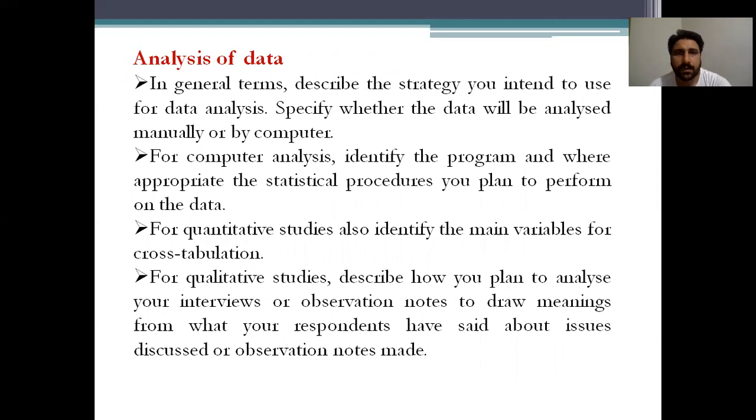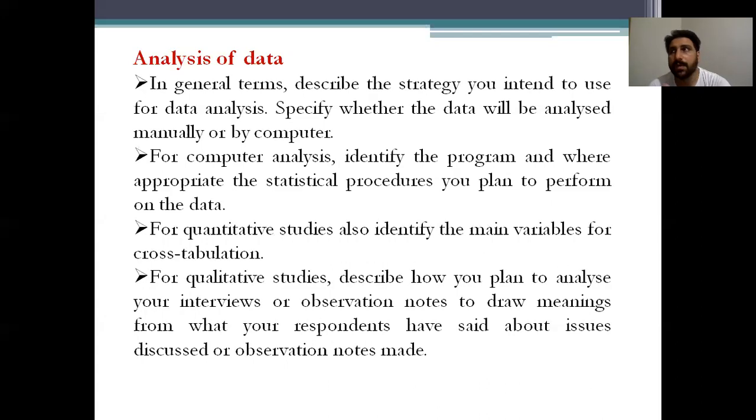Analysis of the data. In this section, you describe the strategy you intend to use for data analysis. Specify whether the data will be analyzed manually or with the help of a computer. For computer-based analysis, identify the program and, where appropriate, the statistical procedures you plan to perform on the data. For quantitative studies, you also identify the main variables for cross tabulations. And for qualitative studies, describe how you plan to analyze your interviews or observation notes to draw meaning from what your respondents have said about issues discussed or observational notes made.